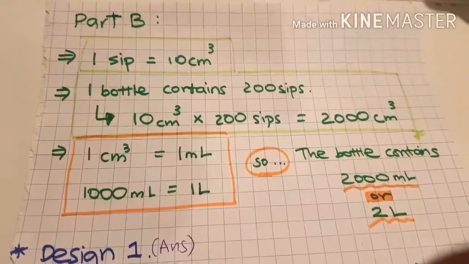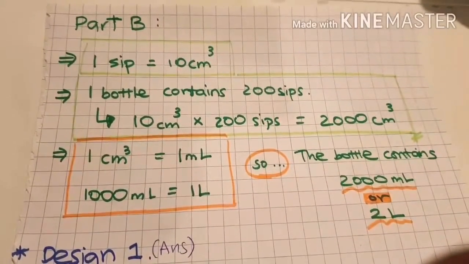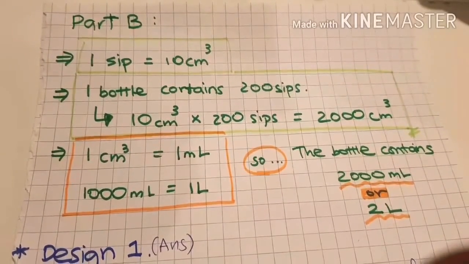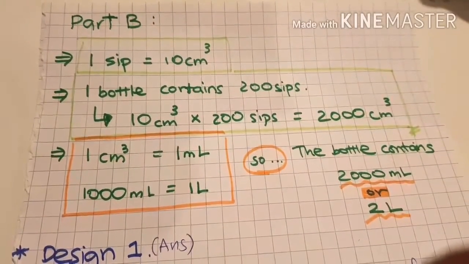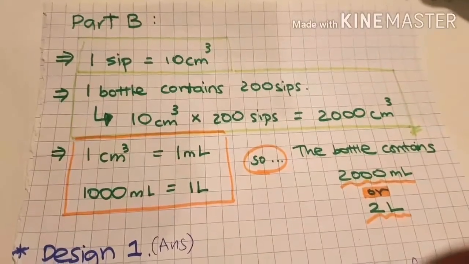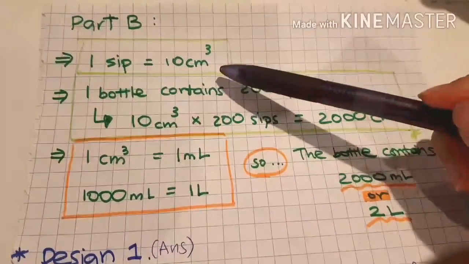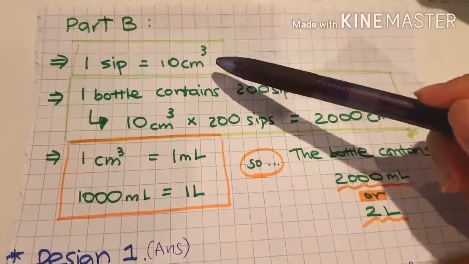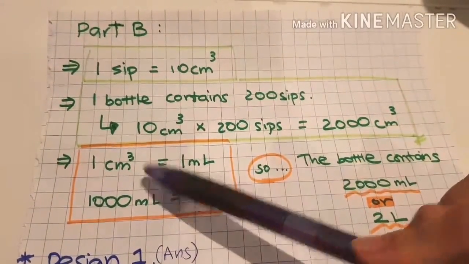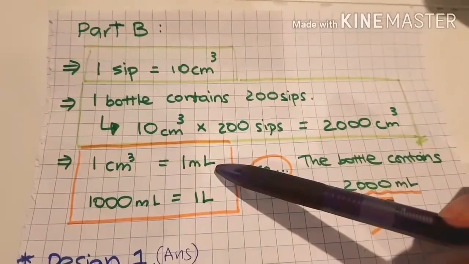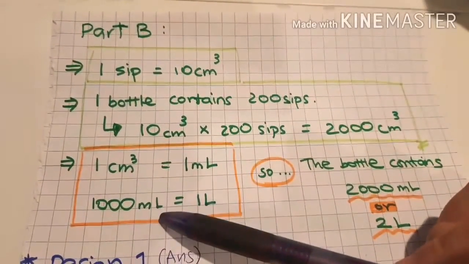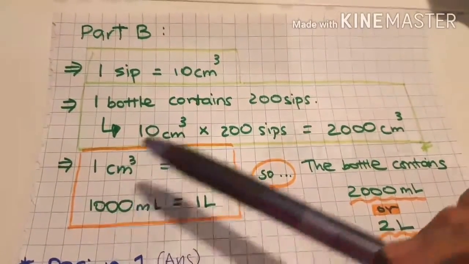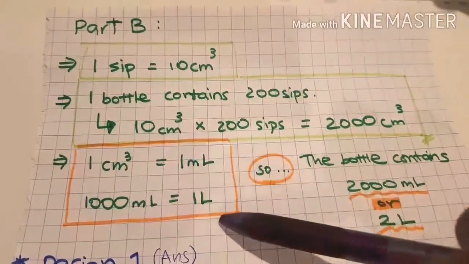Let's go over part 2 of the practice internal. In the question, it asked you to design a water bottle. It told you that each time you take a sip from the water bottle, you take about 10 cubic centimeters. And you know that 1 cubic centimeter is equivalent to 1 milliliter, and 1000 milliliters is equivalent to 1 liter. So that's the unit that you need to remember.